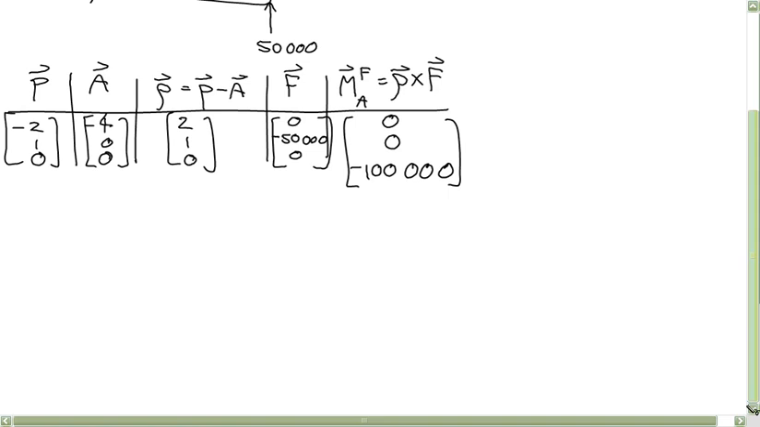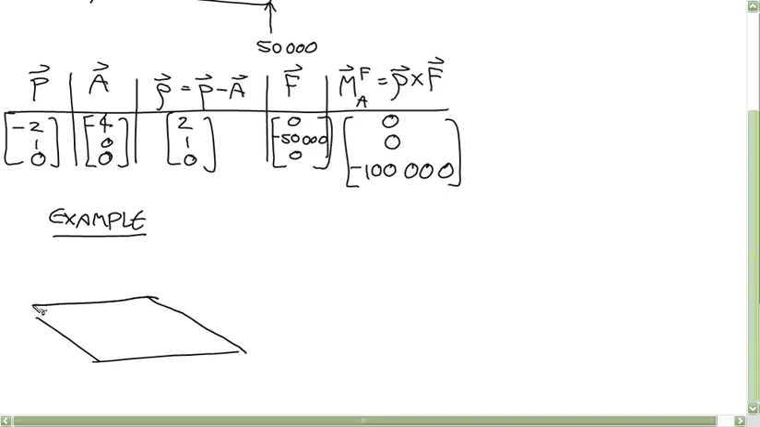Okay, so let's do a little more involved example, but we're still going to use these exact same steps. So say that you have this plate that's hinged to the wall over here. We'll put our coordinate system right at the top.